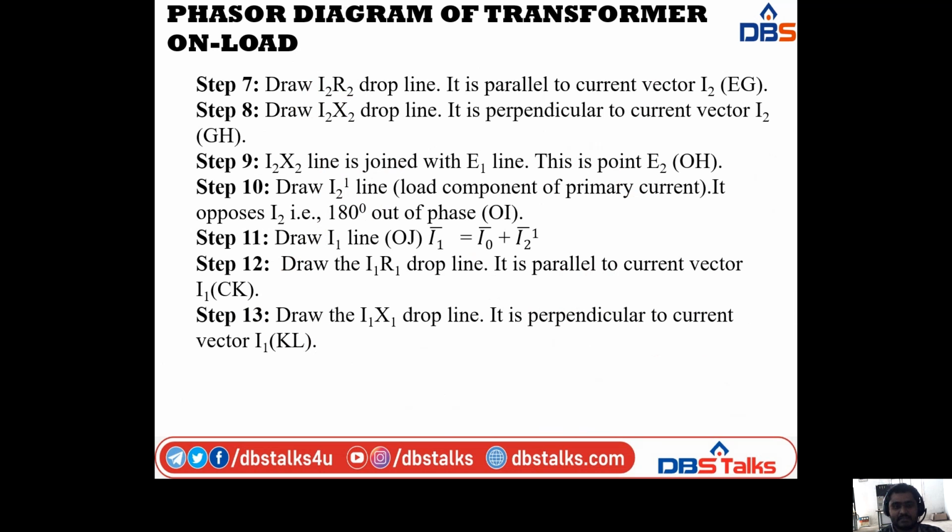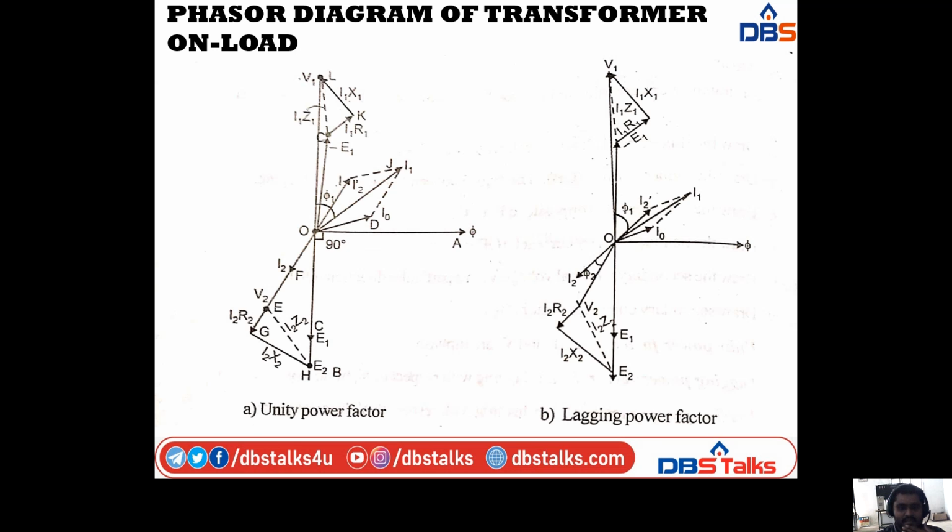Coming to the seventh step, in this step I am going to draw the I2R2 drop line. This drop line is parallel to the current vector I2, and it is indicated with the letters EG. So in the seventh step I am drawing I2R2, and in the eighth step I am drawing the I2X2 drop line. The I2R2 drop line is parallel to the current vector I2, and the I2X2 drop line is perpendicular to the current vector I2. The I2R2 drop line is represented in the phasor diagram in all three cases, indicated with EG.